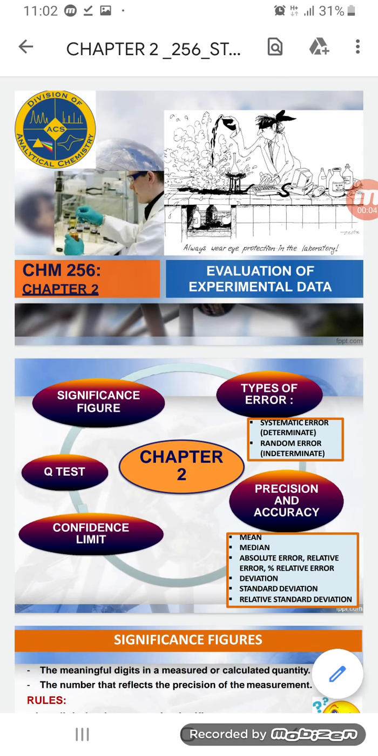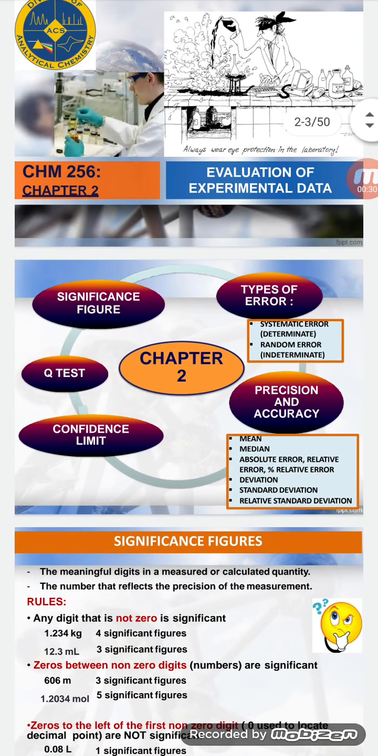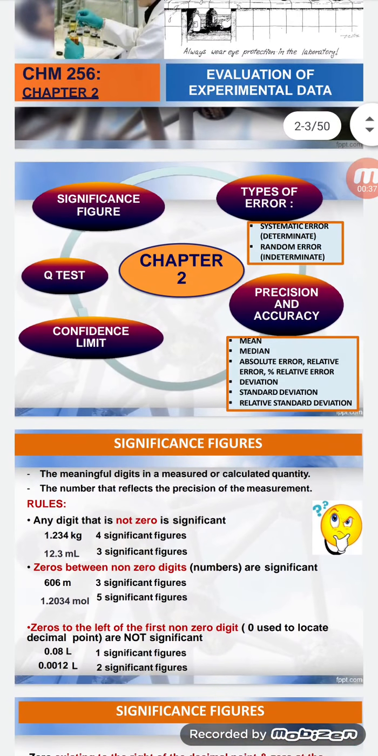So today we're going to continue our lesson on chapter 2, evaluation of experimental data. As we discussed in previous week, the chapter comprises the details on significant figures, types of error, precision and accuracy, confidence limit, and also Q-test. As for last week, we already covered significant figures and also types of error. However, I'm going to discuss a little bit to help you refresh the significant figures and also types of errors.